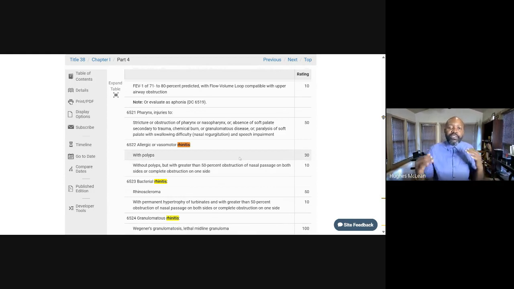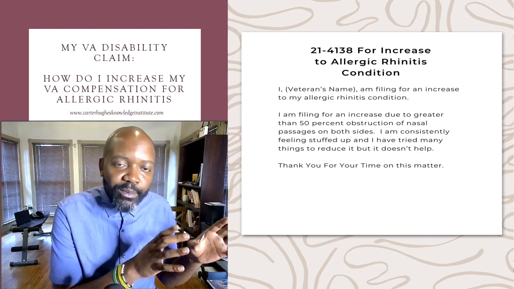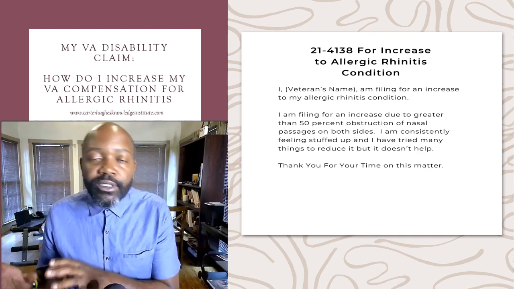So if you're filing for an increase to go from 0 to 10, you would just use this language right here showing that, hey, I'm having complete obstruction on one nostril, or at least 50% obstruction for both nostrils, due to this allergic rhinitis. So this is the exact language that you would use in this scenario. Let's say we're going to try to go from 0 to 10%. So we're going to show you the exact language you would use on this 4138. As you can see, we pretty much just took that language directly from the rating schedule and then brought it over to the 4138.